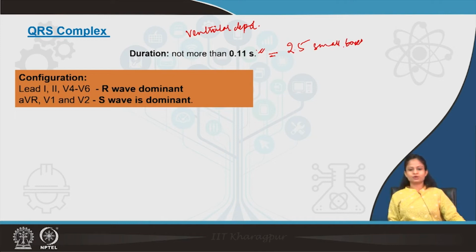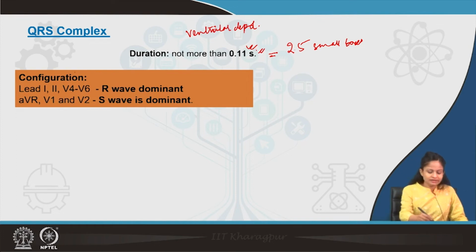P wave 2.5 boxes, PR interval 2.5 and 2.55, double the P wave boxes, and QRS also 2.5 boxes, which means the duration should be within 0.11 seconds. Now, the QRS complexes: the two most important waves are the R wave, which is usually a positive deflection, and the S wave, which is a negative deflection. We need to know when these R waves are positive and when these S waves are negative. This we had already seen in the previous lecture.